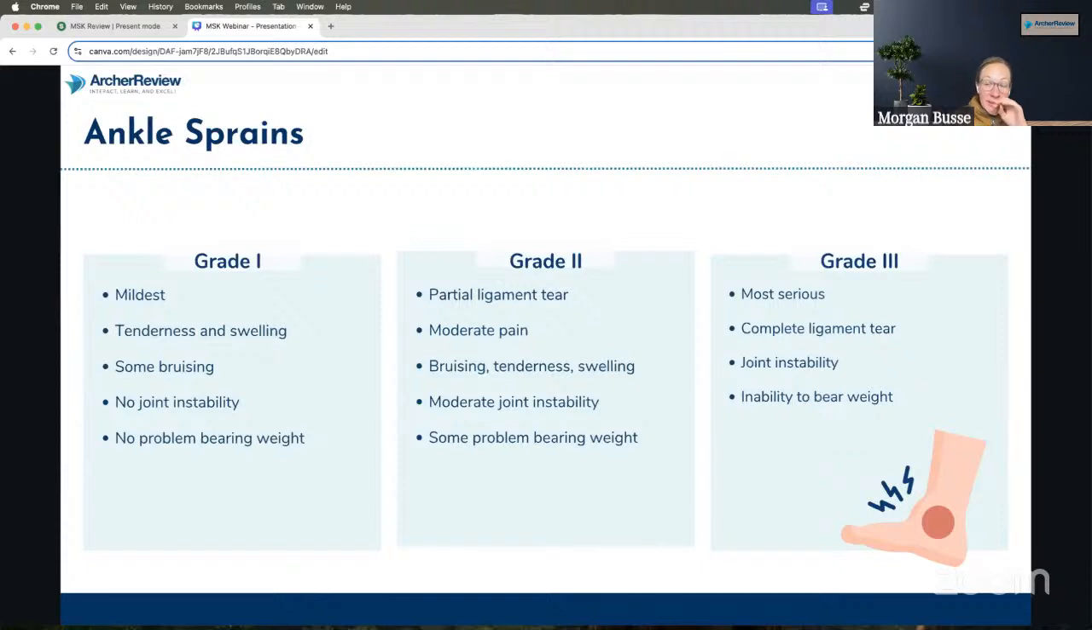Moving up to grade three, now we're thinking much more intense, more serious. When we do an MRI of this ankle, we see that the ligament is completely torn. We may even see an avulsion fracture of that malleolus, depending on where it was connected and how severe it was. I think of grade three ankle sprains as incredibly terrible, with a really long recovery. Not great. When we have a ligament tear, that ligament is connecting bone to bone.